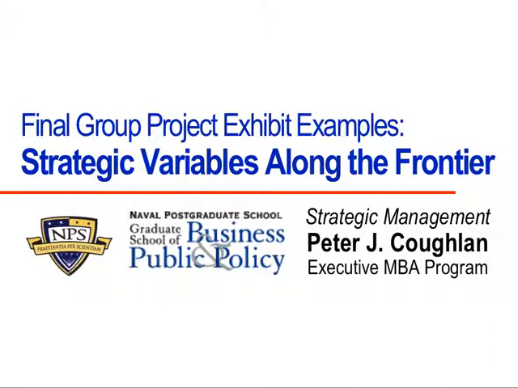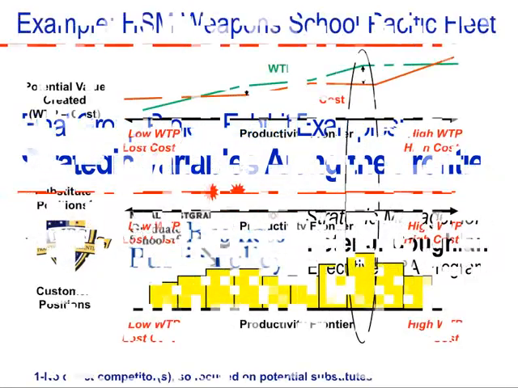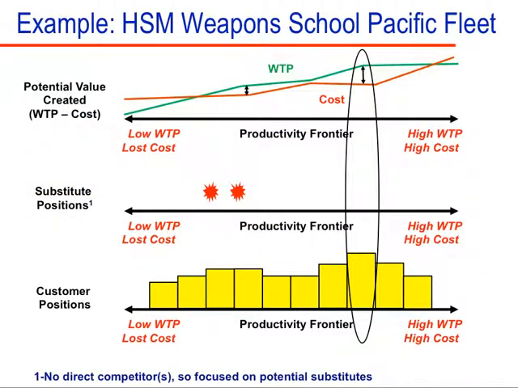One that I don't expect a lot of, but I do have an example of, is where students went beyond just this diagram. Here's an example of the HSM Weapons School Pacific Fleet, in terms of potential value created, the substitute positions, the customer positions, identifying where they were positioned along the frontier and why, based on these different variables. I've only had one student project do this, but it certainly is an option, something you could use to tell your story. I'm just putting these all out there as examples.